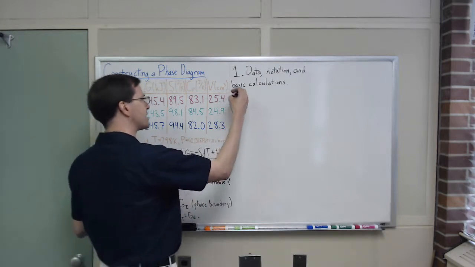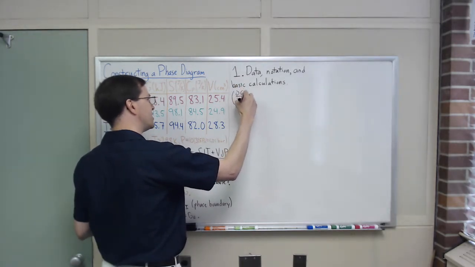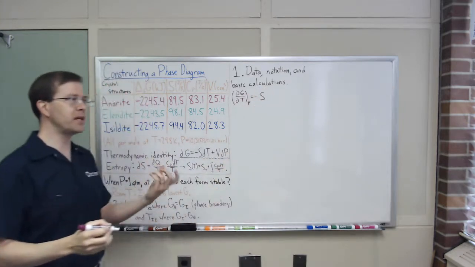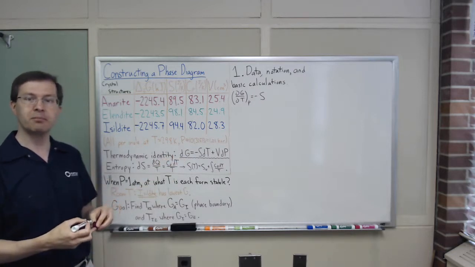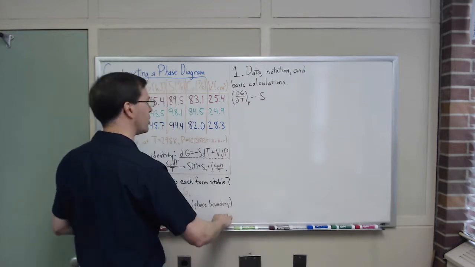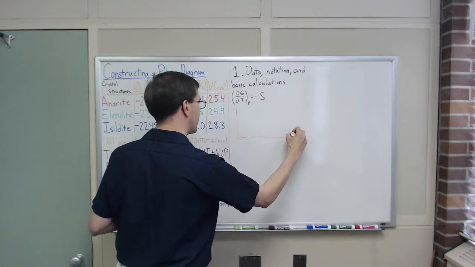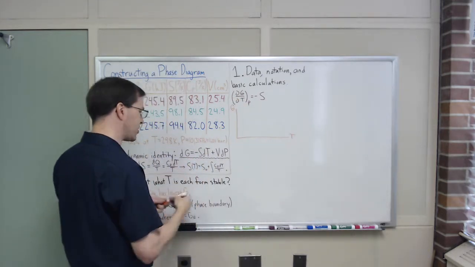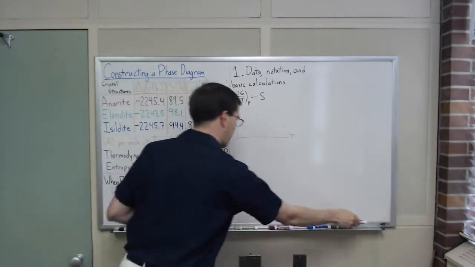I can deduce from this that the derivative dG/dT at constant pressure is negative S. The entropy is the negative of the slope of the Gibbs free energy versus temperature graph. And what's that mean? That means that if I were to draw a graph, just to give the gist of it, here's temperature, here's Gibbs free energy. If I were to draw a graph for, say, the Isoldite state first.